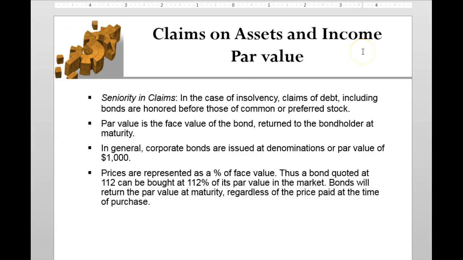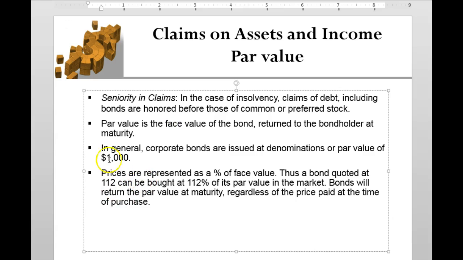Claims on assets and income. It depends on the seniority. I know that sounds kind of odd, but if a company were to go belly up, what is the order in which the bonds would be paid? Would they be paid before the common stock and preferred stock? Typically, yes. So it's really important that you understand the pecking order of who gets paid when if the company does liquidate.